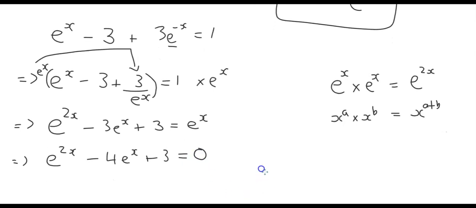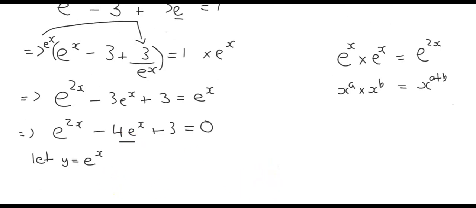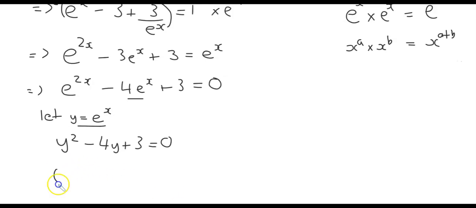And the reason why I wanted to get a 0 on one side is because, again, this looks like a quadratic, so we can then say let y equal e to the x. So remember, we always tend to look at that second term to get a clue to the substitution. Then this will become y squared minus 4y plus 3 is 0. y is equal to e to the x, so e to the 2x will be y squared. And then let's check if we can factorize this as usual and solve.